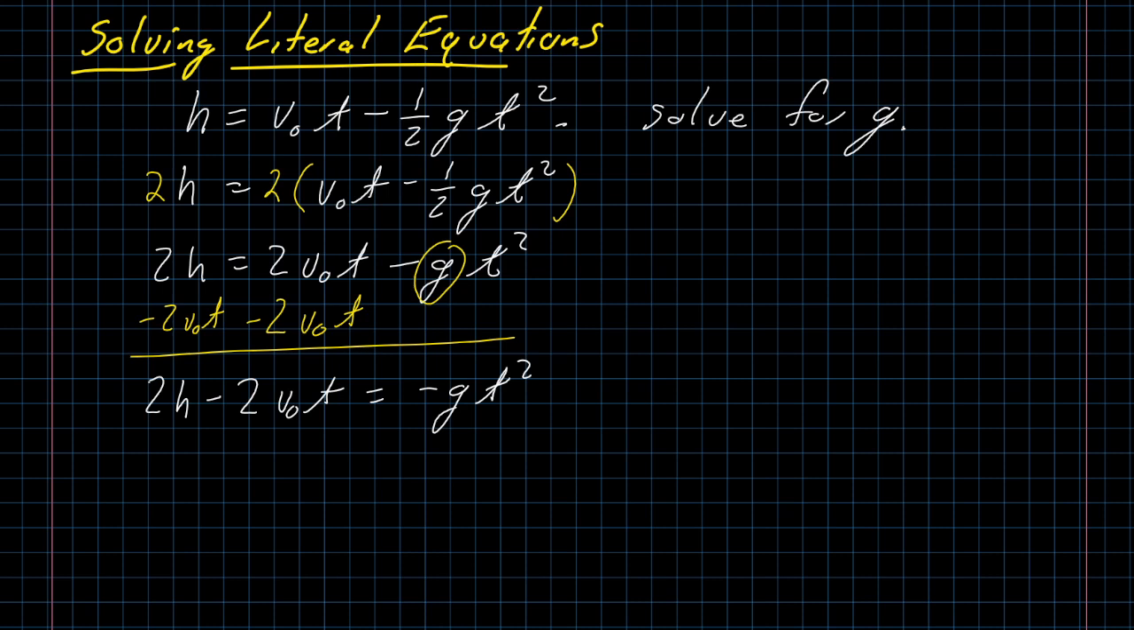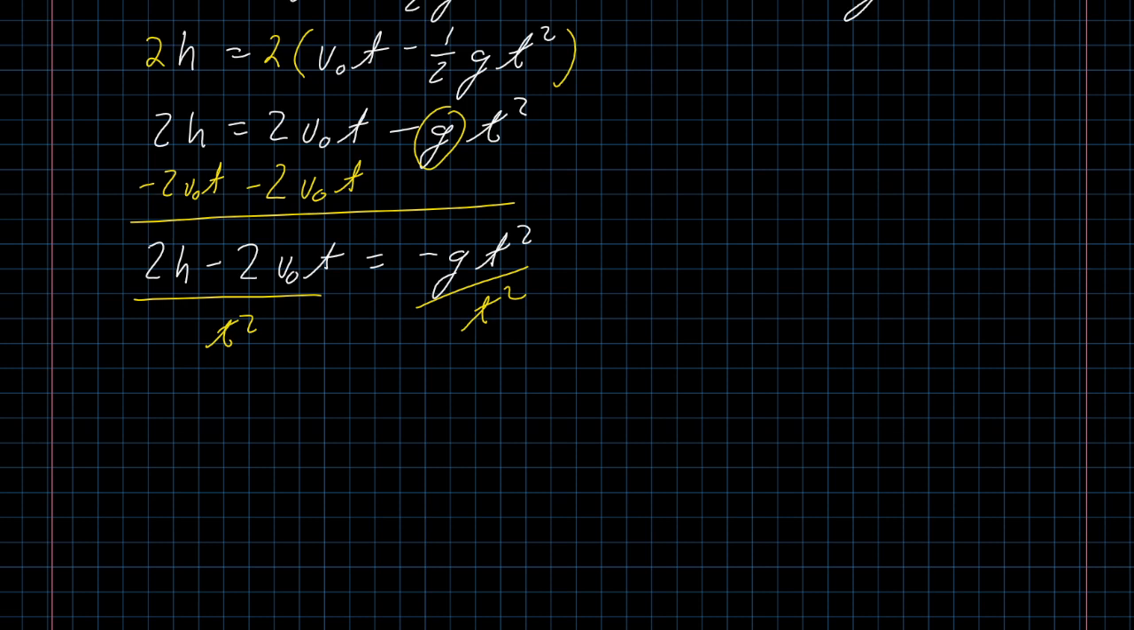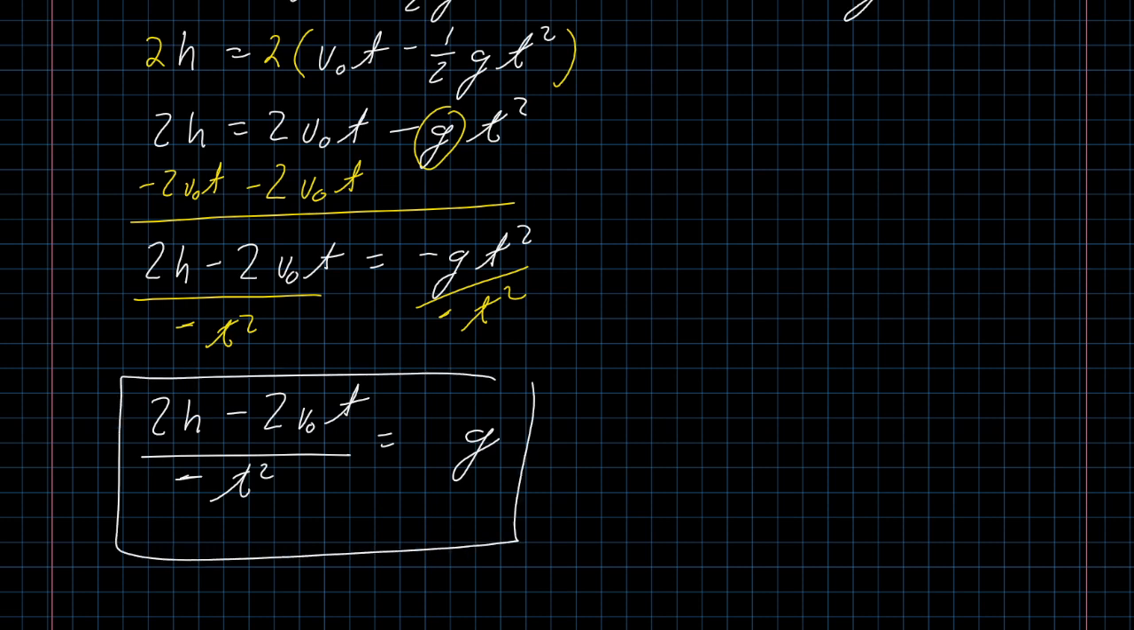And then to get g by itself, I'm going to have to divide by t squared, and I have to divide the entire left-hand side by t squared. So that's just 2h minus 2 v naught t all over t squared is equal to minus g. I probably should have just made this easier on myself by dividing by a minus along with the t squared, which would just put a minus down here. Technically speaking, that's it, that's done it. Although you might want to clean up a little bit from here.